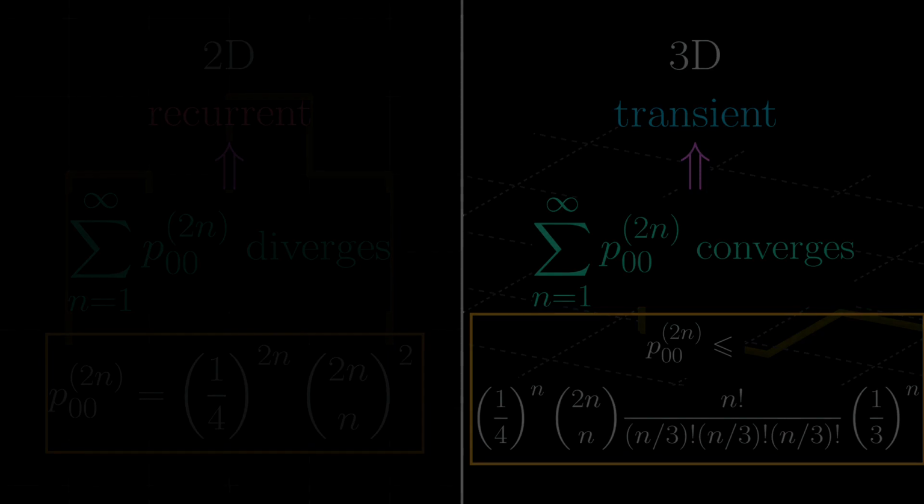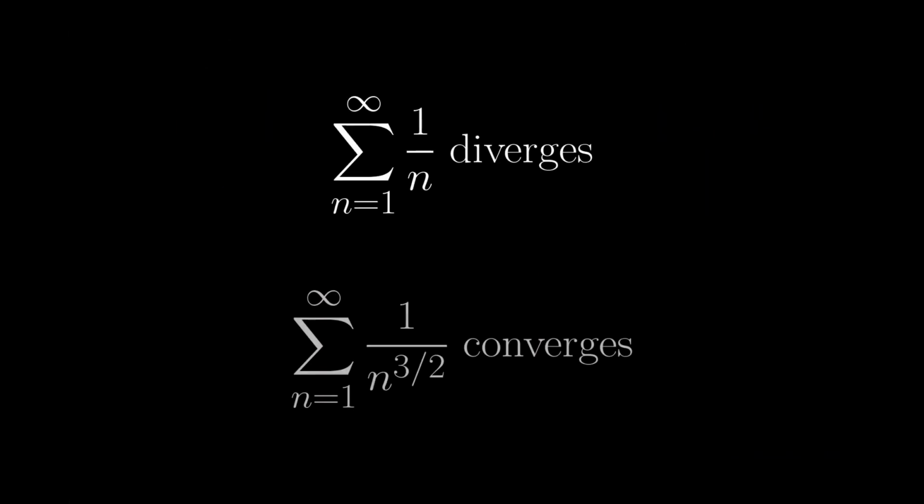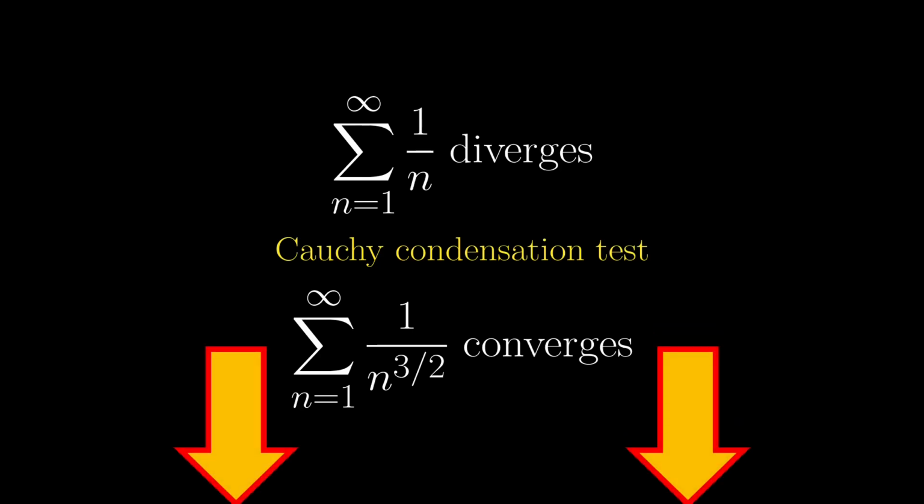Now I did assume the knowledge that one of the series diverges and the other converges. We can use the same argument, given in what's called the Cauchy condensation test, and you can look for resources on it in the description.